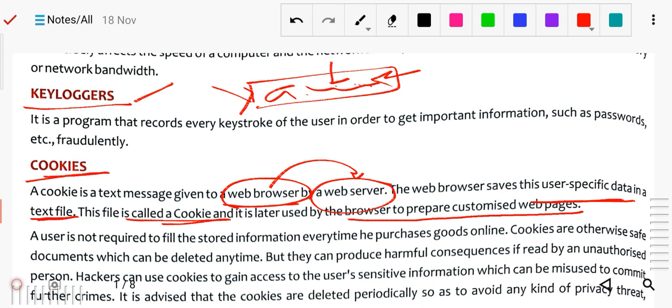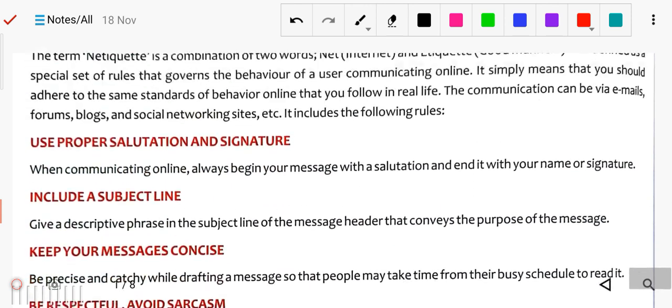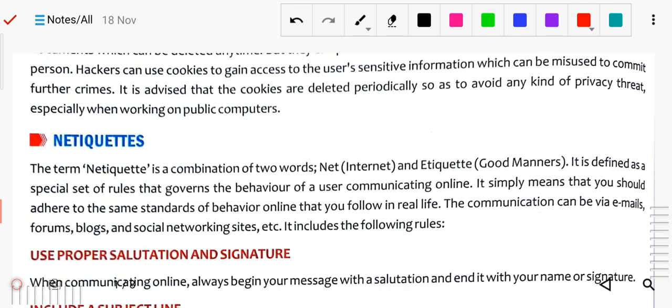Sometimes hackers take your data from these cookies and can misuse it. Okay, so this is all about the potential threats of the internet.